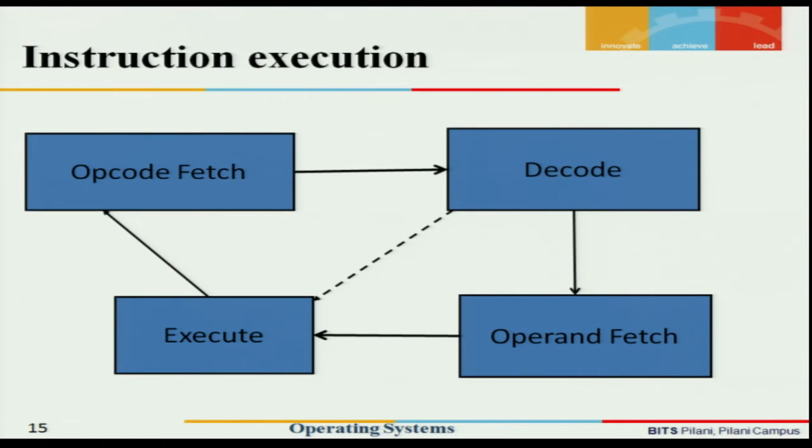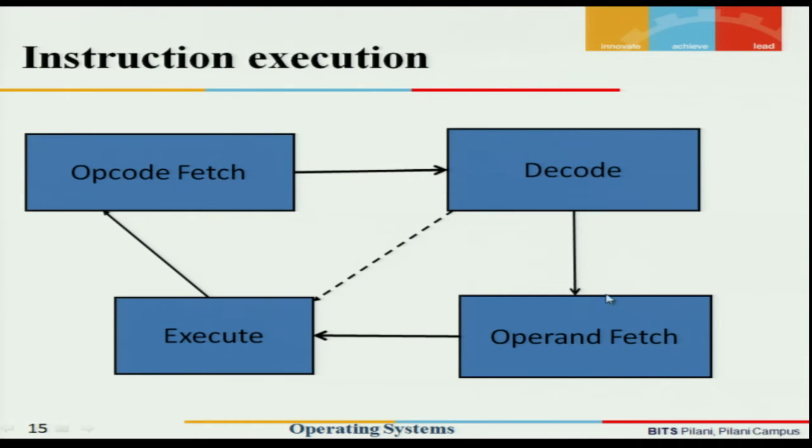So the very first thing the processor does is fetch the opcode. After having fetched the opcode, that is, after having read the operation code from the memory, the processor internally decodes what operation is required to be performed. Based on that, it could either fetch an operand.